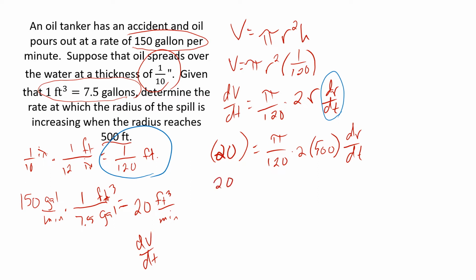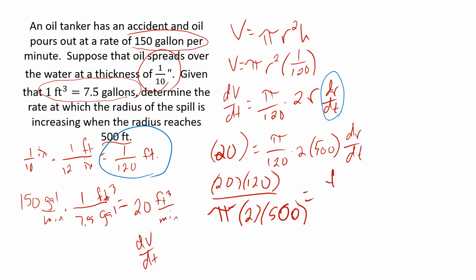So we'll go 20 times 120 over pi times 2 times 500, which could be 1,000, I know. Equals dr over dt. So we can start canceling stuff.